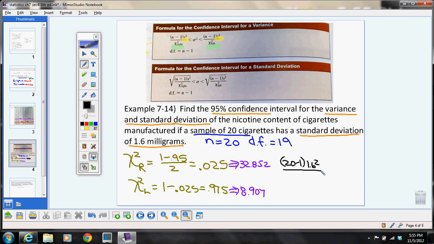Okay? Now remember, we're on the left side, but underneath that, we put chi-squared right. So underneath that, I'm going to put 32.852, is less than, and I put the standard deviation symbol in the middle. On the other side, I'm going to have the same exact thing on top. The only difference is the bottom. So on top, I'm going to have 20 minus 1. And I'm just going to go ahead and make that 19 because I'm running out of room. So I'll have 19 times 1.6 squared. And on the bottom of that one, I'm going to put 8.907.